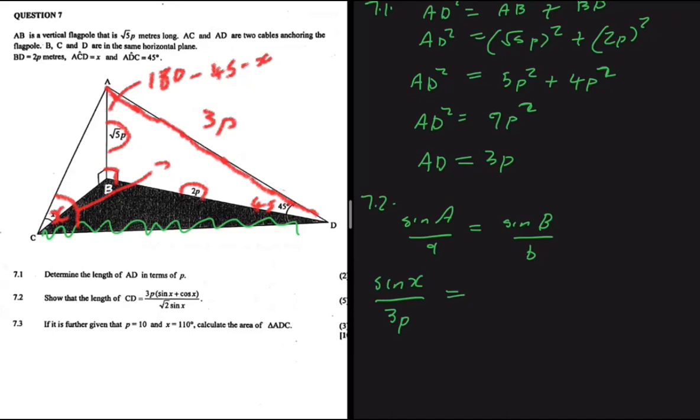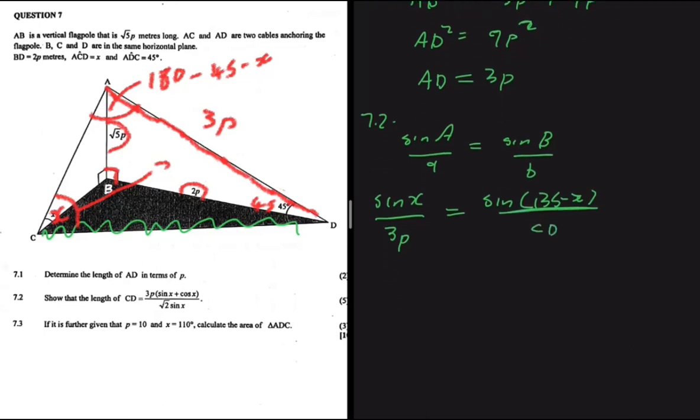Being equals to, let's not forget our aim. We want to prove the length of CD, right? So we're gonna use this angle here, which is 180 minus 45 is 135. So the size of that angle is actually 135 minus x, right? So we're gonna have sine of 135 minus x divided by CD, right? The length we're interested in. But then now it gets a bit complicated. You will realize that here we actually have a compound angle, right?